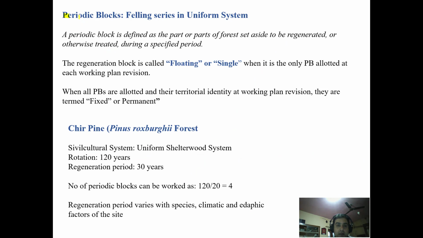Now we have the shelter wood system or uniform system, wherein we have periodic blocks. Here also we can have this arrangement of felling, taking harvest from different areas. So we don't have an annual coop or cutting section, we have a periodic block. Now what is a periodic block? A periodic block is defined as the part or parts of forest set aside to be regenerated or otherwise treated during a specified period.